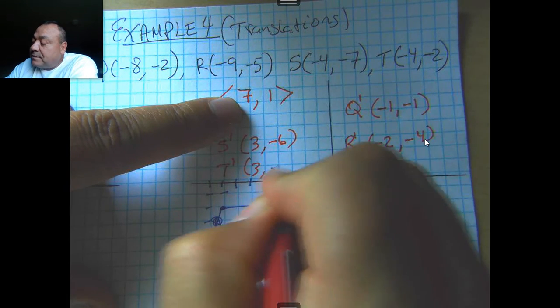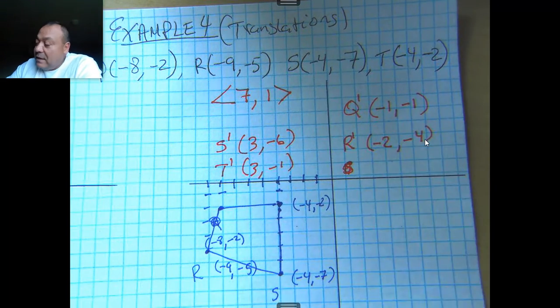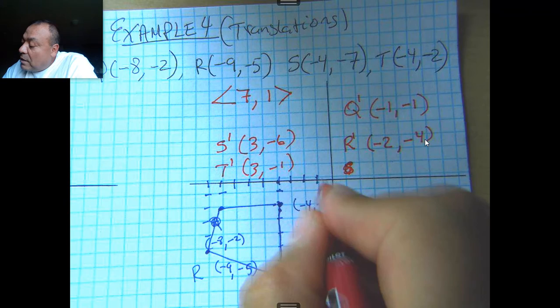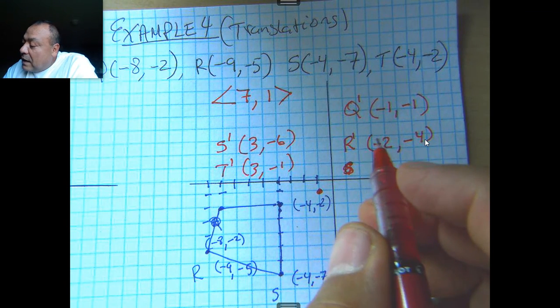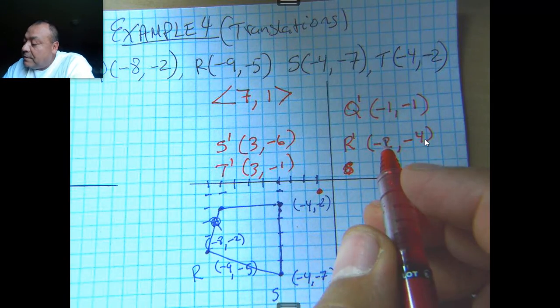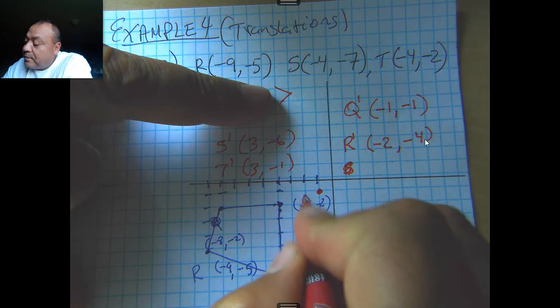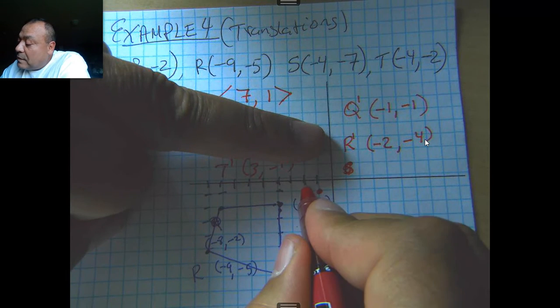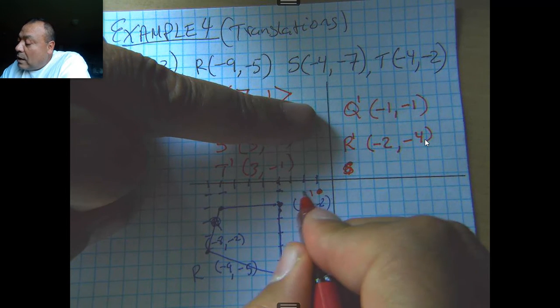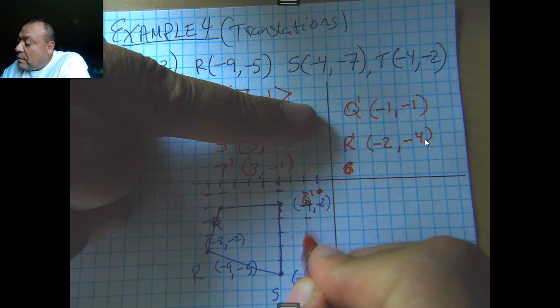Okay, let's graph it. -1, -1. So I'm going to go -1, -1. I got my first point right there, my Q prime. Let me go for my R prime, which is -2, -4. So I'm going to go -2, 1, 2, 3, and that will be my R prime.